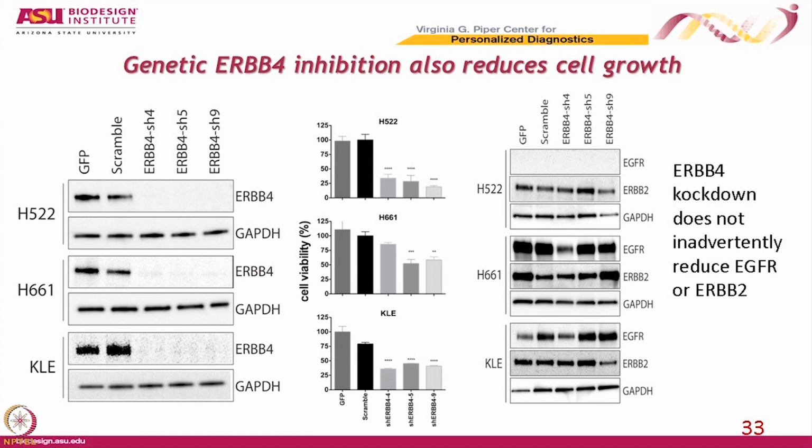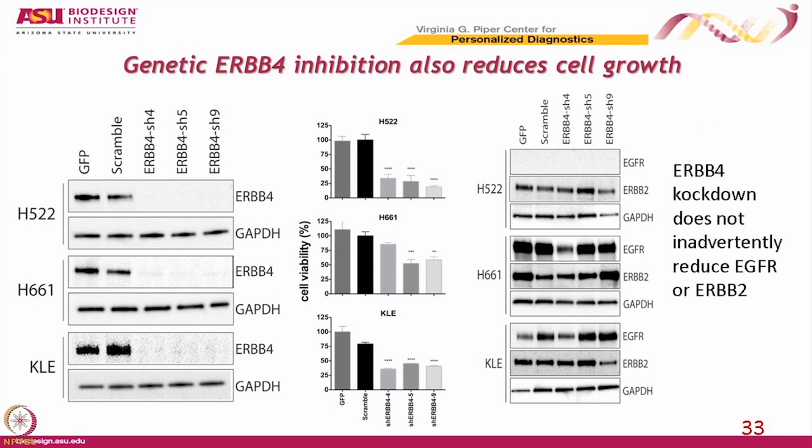So that's yet another possible criticism: okay, you're knocking down ERBB4, maybe you're also affecting EGFR or ERBB2. But we can show you that we actually couldn't detect EGFR in these cells, and if you knock down ERBB4, you don't see any change in ERBB2, no change in EGFR, no change. So this was really due to ERBB4.